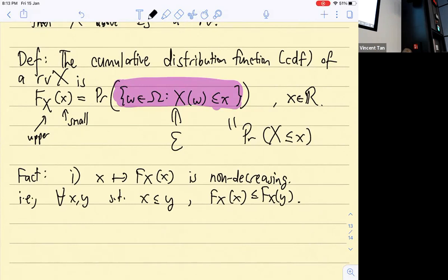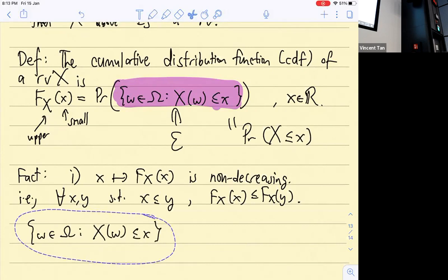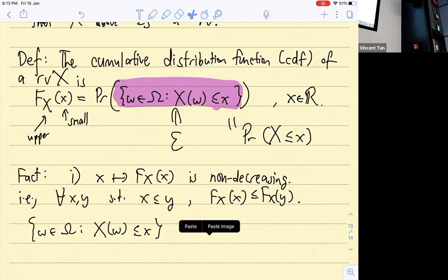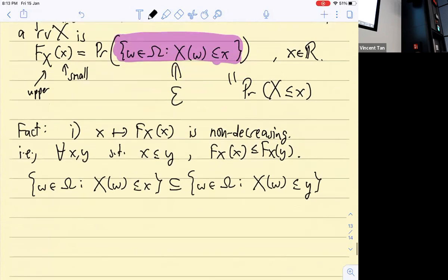Okay, so that follows from the fact that the set {omega in Omega : X(omega) less than or equal to x} is a subset of the corresponding set where you replace x by y. And then we make use of the fact that the probability of the left side is not larger than the probability of the right side. This is one of the probability axioms or facts that we proved. Is this clear? Yeah. So this is the first fact.